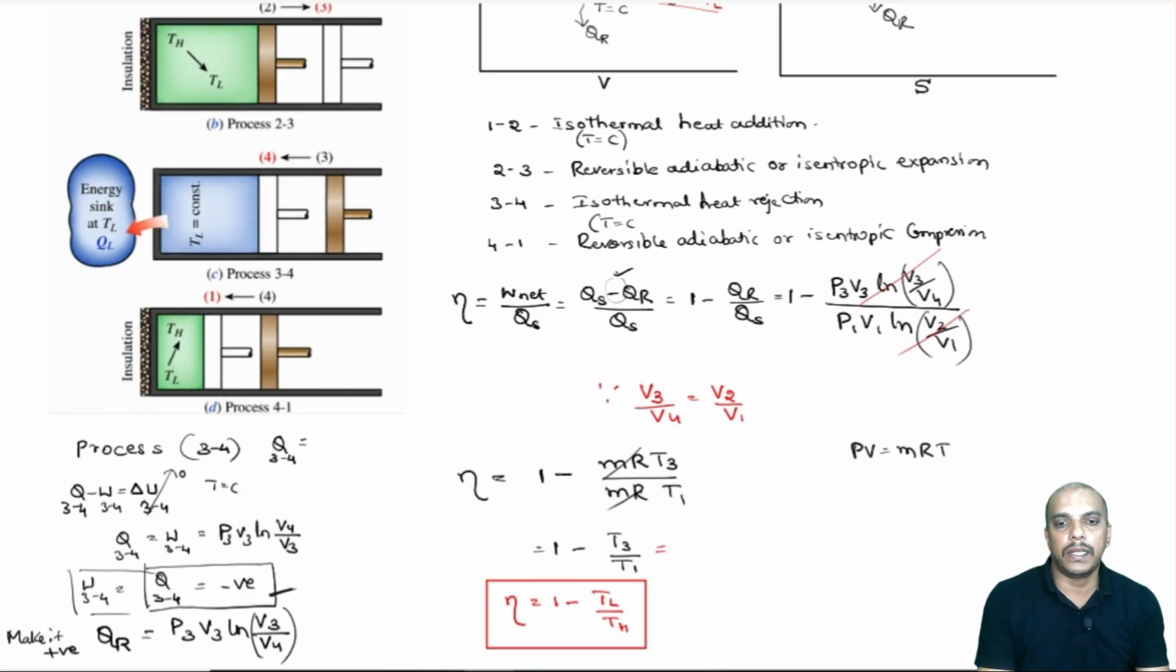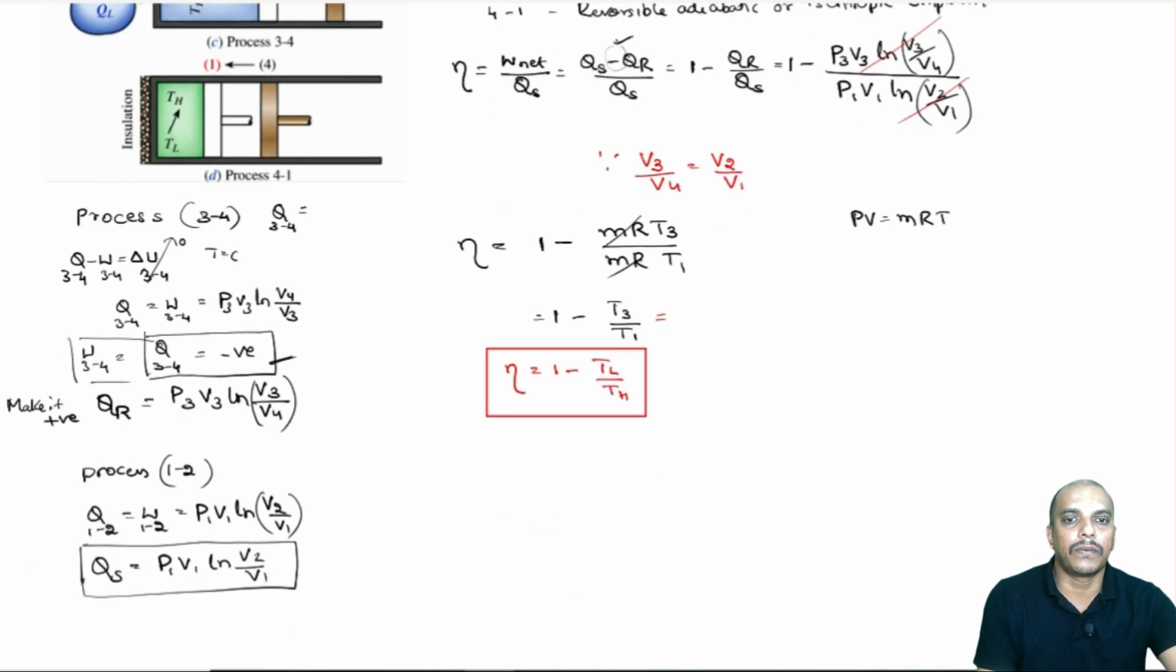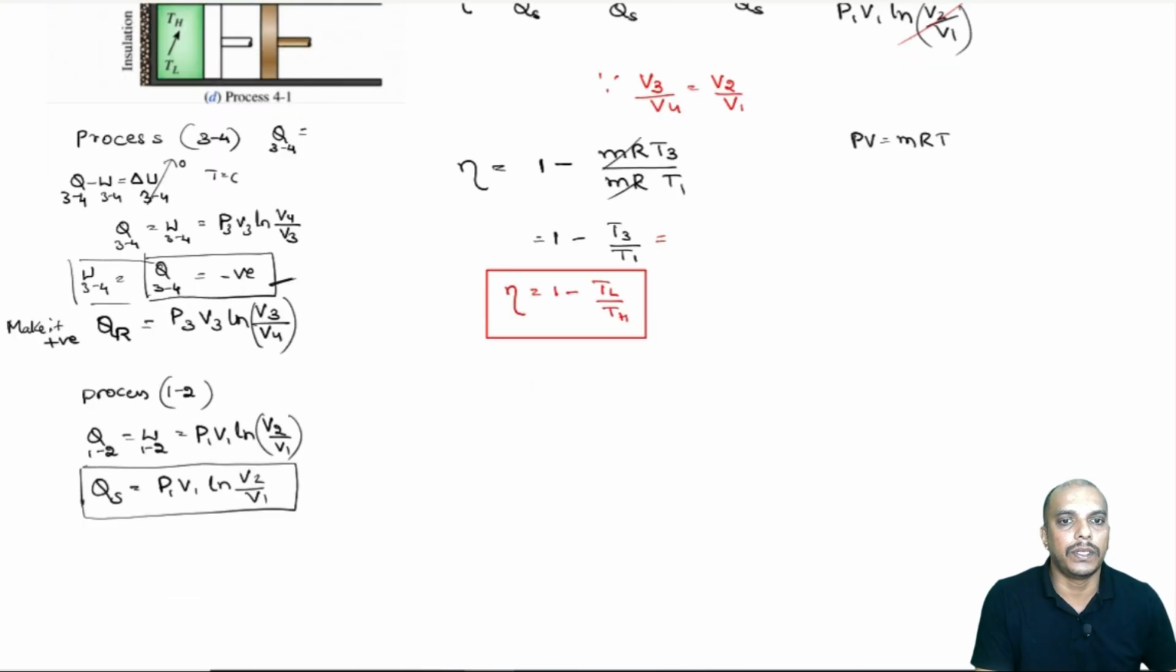Now, it depends simply on the temperature at which heat is supplied and heat is rejected. So, if at all you want to find out the highest efficiency between two given temperatures, you will have to use this equation. Now, let us prove that V3 by V4 is equal to V2 by V1.